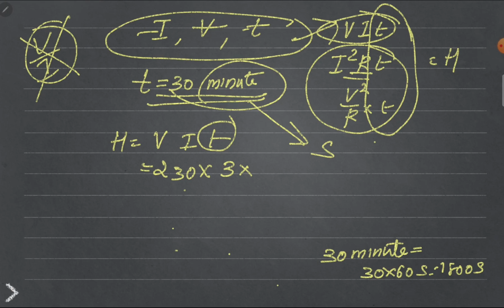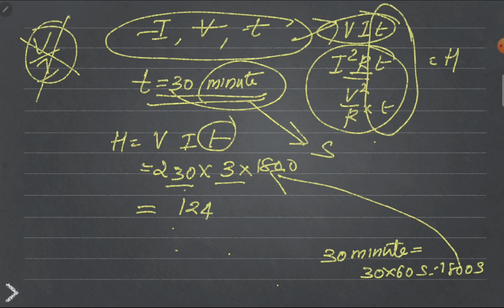So here we can substitute that. That will be equal to 230 into 3 into 1800, and the answer will be 1,24,000. Sorry, not 1 lakh. 12,42,000 joule. Or if you divide it by 1000, you can show the same answer in kilojoule also.